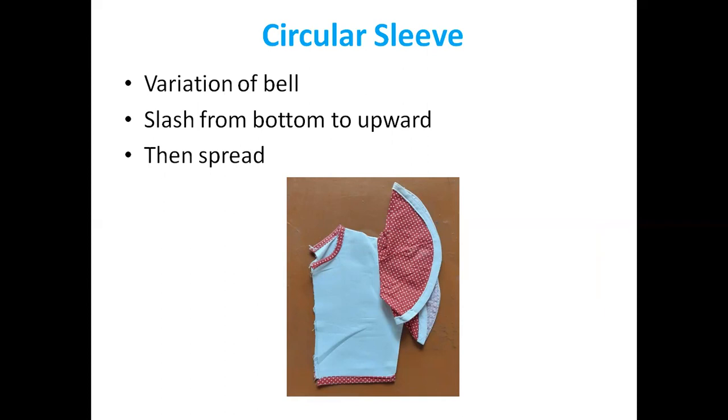For making this sleeve, what you have to do is slash the entire sleeve into many pieces. Then you have to spread it fully, totally, in order to produce a circle shape. Then you have to trace it, and this is used for circular sleeve. This circular sleeve is mainly used for kids wear and in western collections for teenagers.